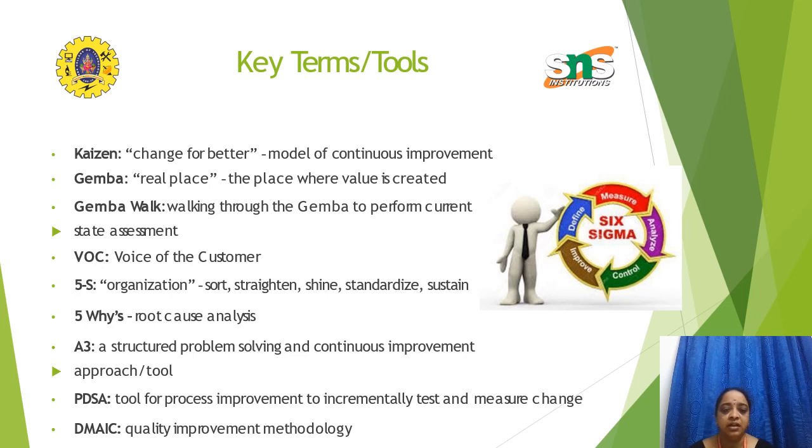Kaizen means change for better. That is the model of continuous improvement. Gemba is the place where the value is created. Gemba work is working through the Gemba concept to perform the current state assessment. 5S is where the complete organization inside the industry takes place: sort, straighten, shine, standardize, and sustain. 5 Whys are the root cause analysis. A3 is a structured problem solving and continuous improvement approach tool. And PDSA is a tool for process improvement to incrementally test and measure the changes. DMAIC is a quality improvement methodology.